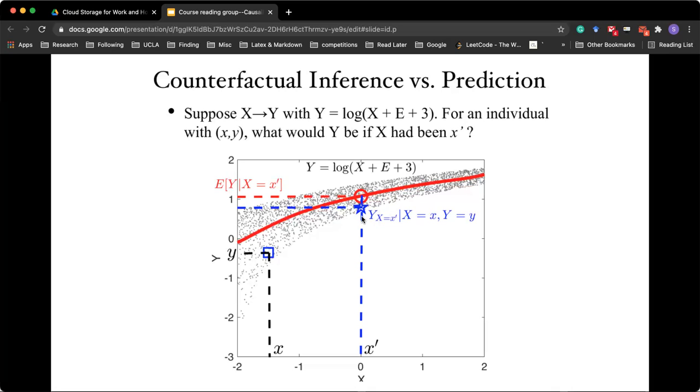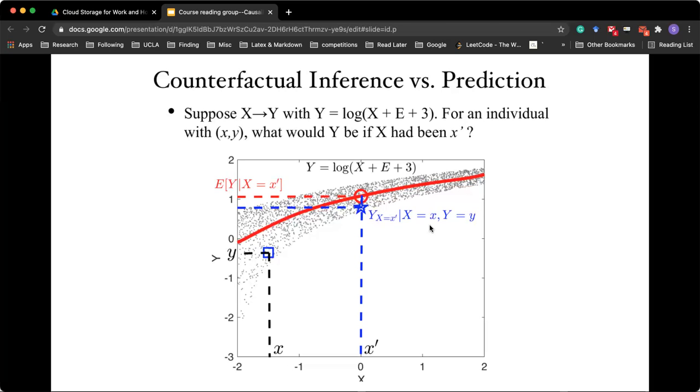If we do it in a general prediction way, because we cannot observe E, we learn the relation between Y and X. For example, when someone has X prime, for a simple prediction we can just return the average Y for all the data with X prime in the training set, which is the red point, and we use this as a prediction.